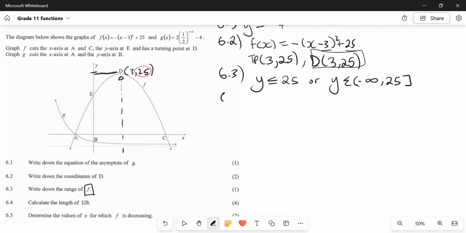Now let's move to 6.4. Calculate the length of EP. Okay, so now we're looking for the length of EP.